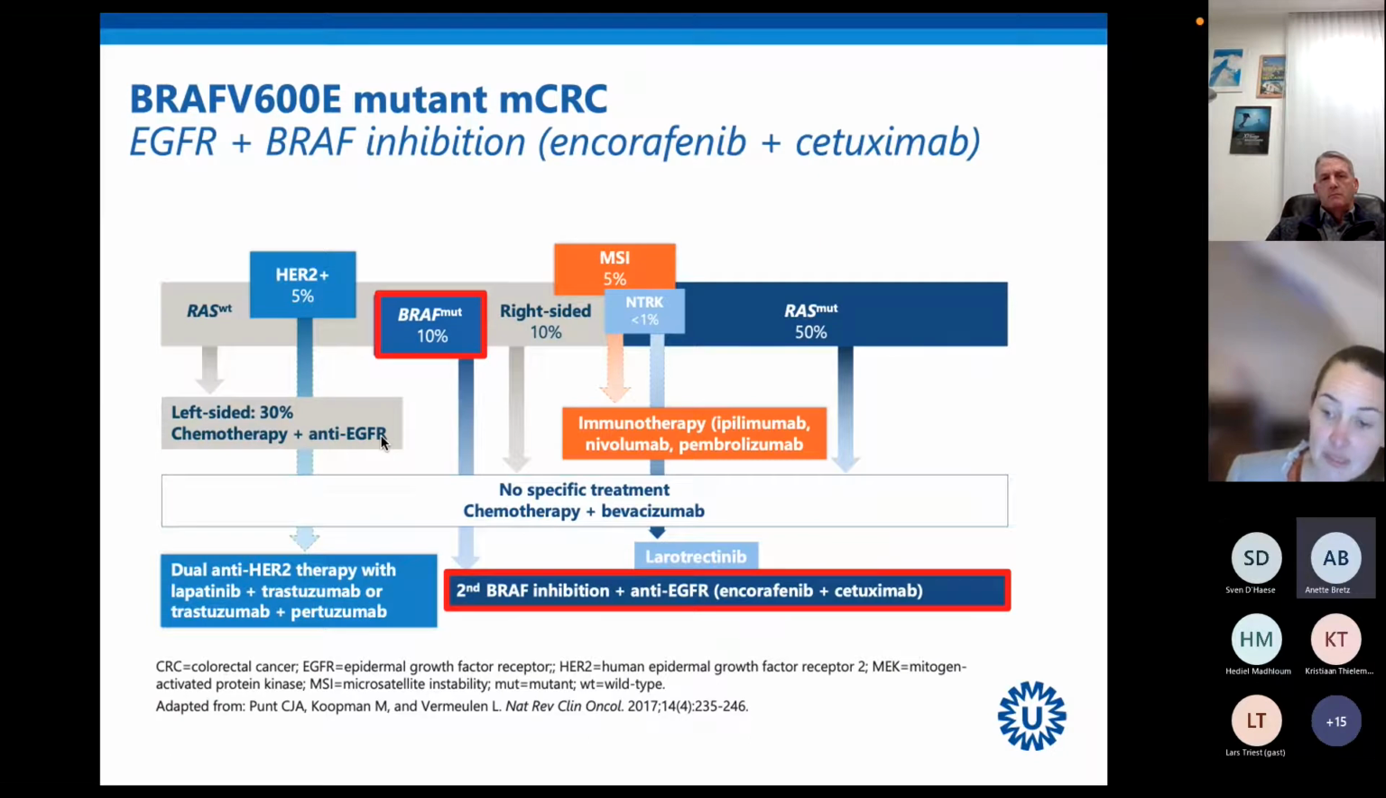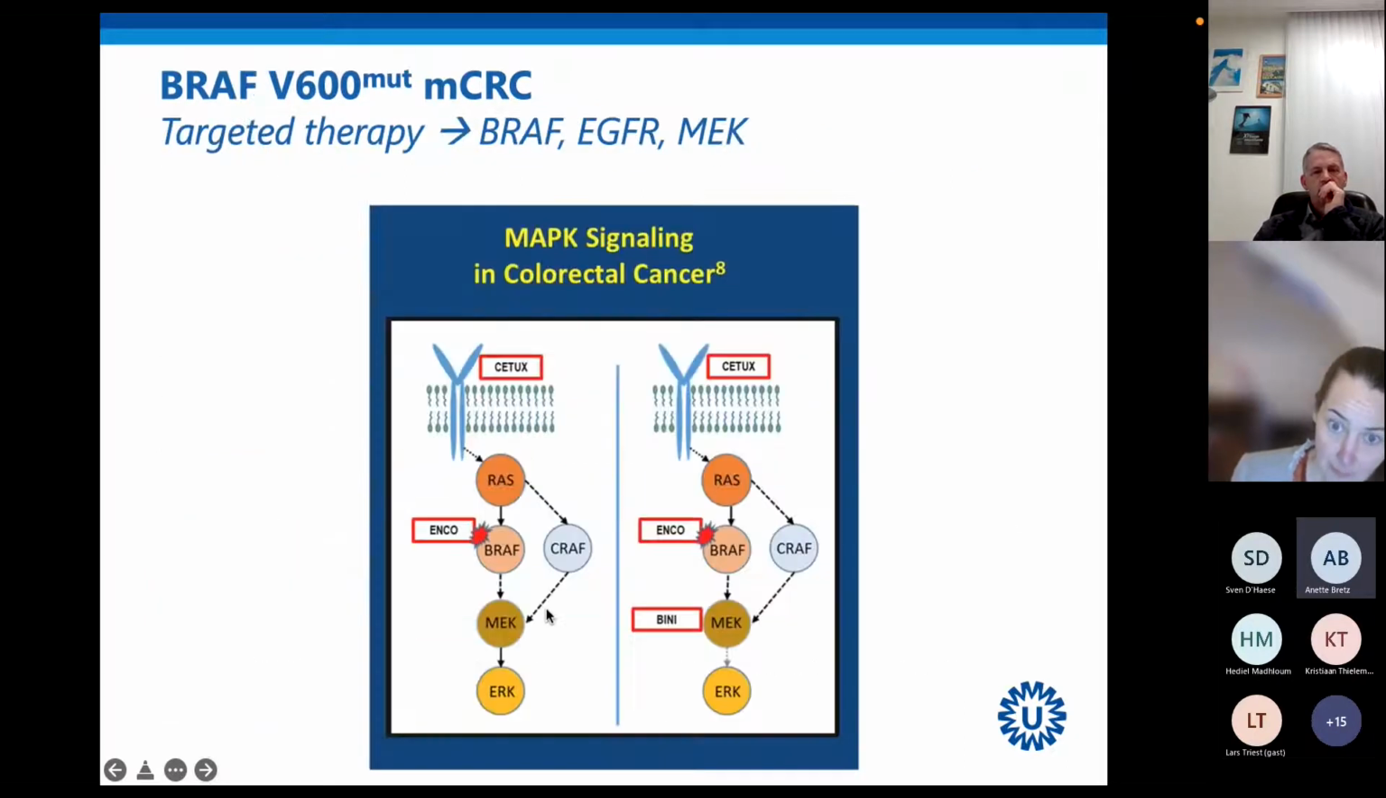From the best group, the left-sided wild-type tumors, to the worst group, the group with the poorest prognosis. That's the group with the BRAF V600E mutation. That's approximately 10% of all patients with metastatic colorectal cancer. Well, luckily for this group, we now have a targeted option, which is recently registered in second line. So that's the combination of a BRAF inhibitor and EGFR inhibition. So it's encorafenib with cetuximab.